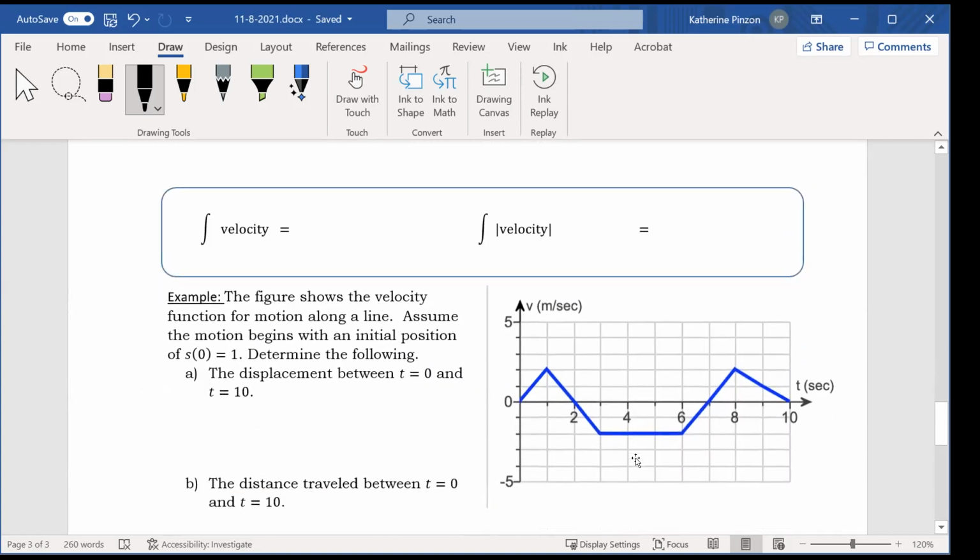Okay, so which one's which? When I integrate velocity, I get net change. Net change in position. When I integrate the absolute value of velocity, I get the total distance traveled.